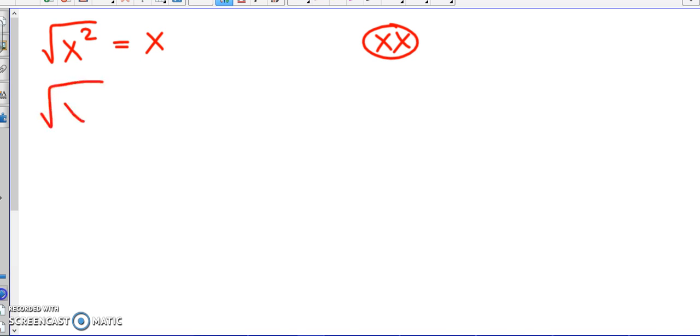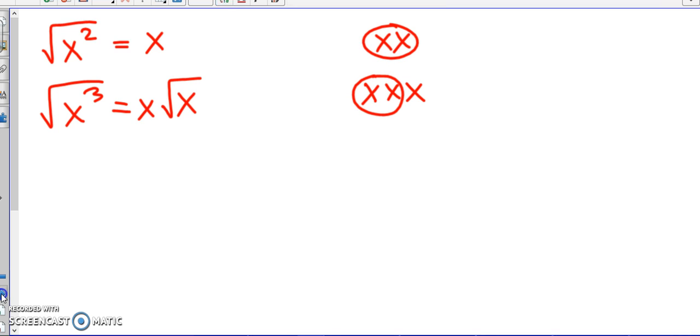Well, what if I want to do the square root of x cubed? Well, x cubed is this. I can circle a pair. So then I've got an x and a square root of x. This x comes here, and the x that's left over goes there. So for instance, if I had the square root of 25x squared, first of all, the square root of 25 is 5, and the square root of x squared is x.